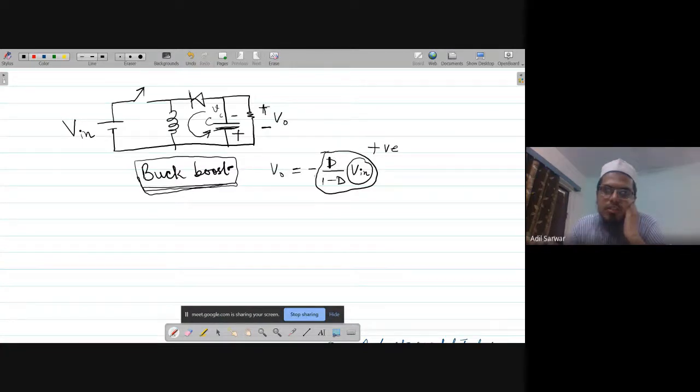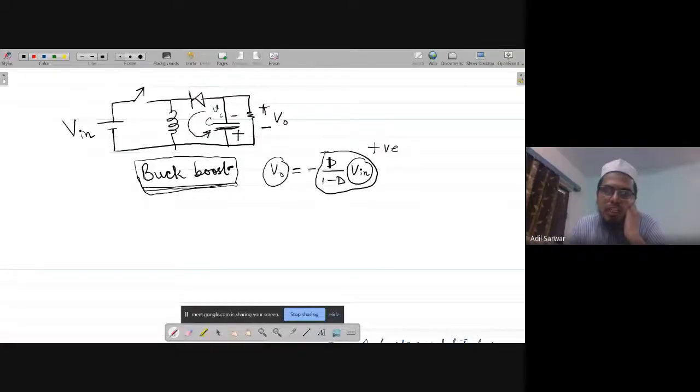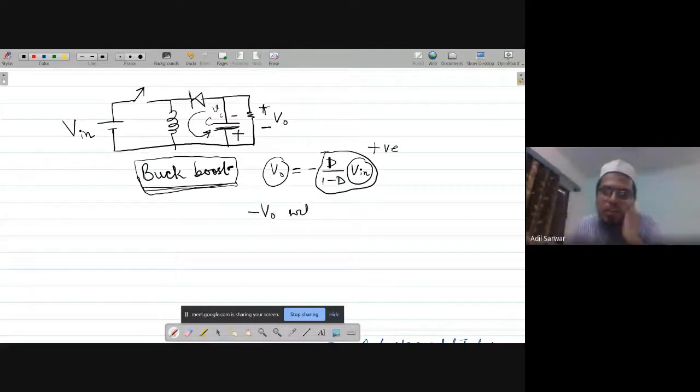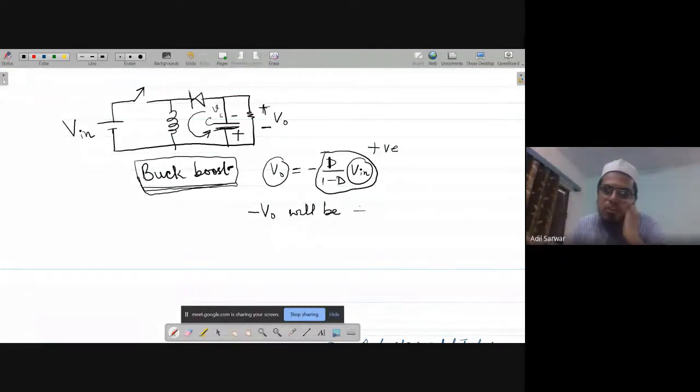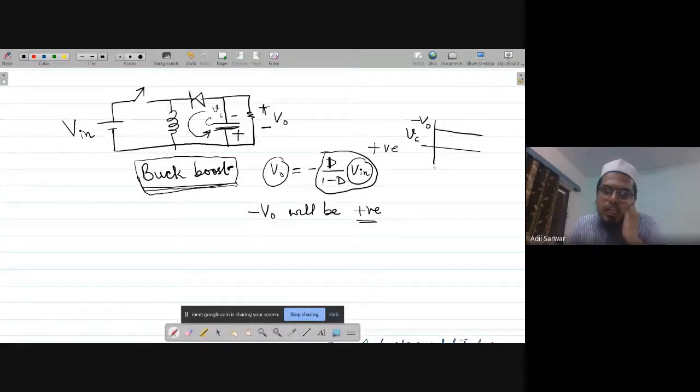So this D by 1 minus D will also be positive. So that means V naught is negative. Okay. V naught is negative. That means minus of V naught will be positive. So that's why when I plotted VC, when it was equal to minus V naught, I showed it here in the upper half, the positive half. Is it clear, Rohit? Yes, sir.